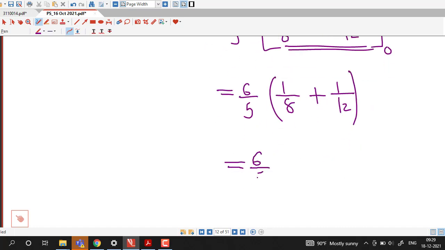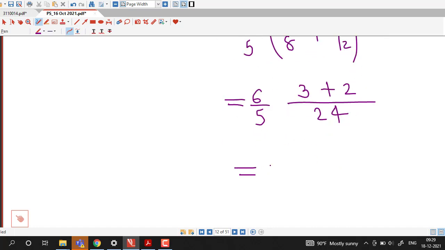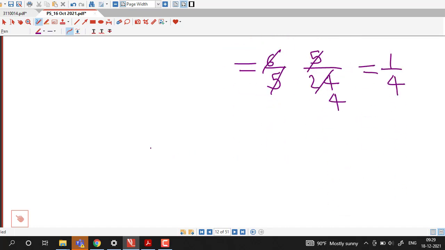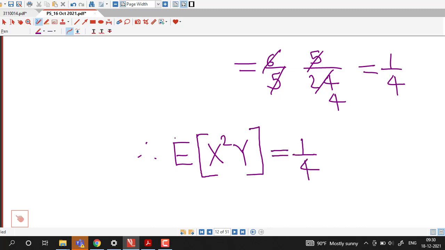Now we can simplify this. We take 24 as the LCM, multiplying the first term by 3 and the second by 2. So we get 5 divided by 24. The 5 will cancel out and the 6 will cancel out. So the expected value is 1 divided by 4. Therefore the expected value of x squared y is 1/4.